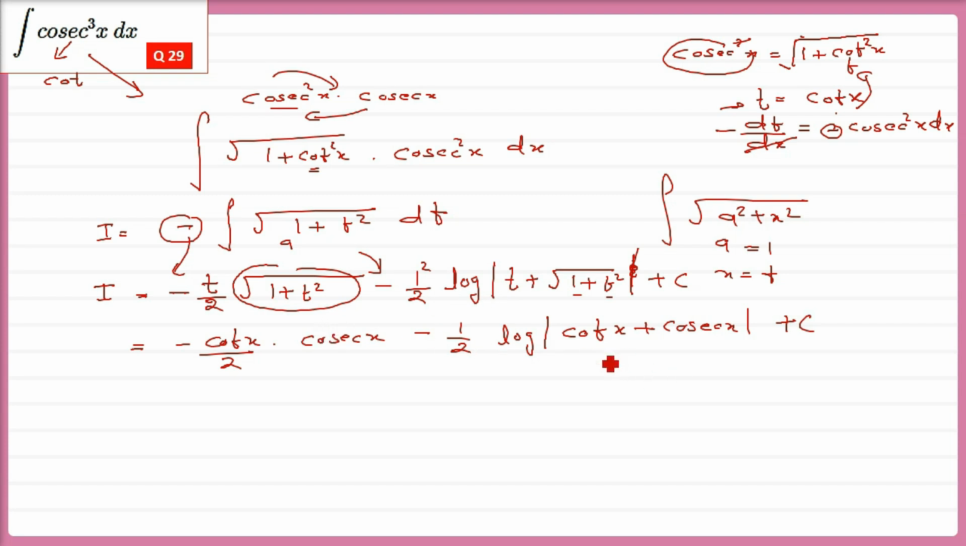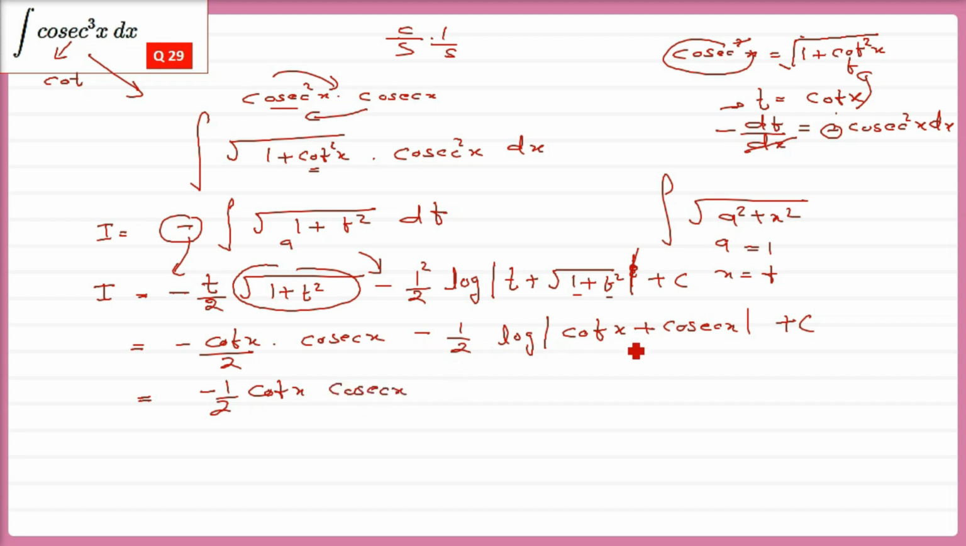Now you can simplify it. When you have cot x, it's cos by sine, and cosec x is 1 by sine. So we are not getting anything, it's not cancelling as well. So we will keep it like that. Negative half cot x into cosec x.